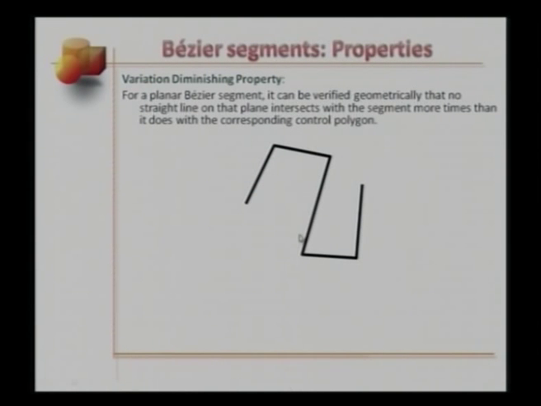Let me start with a generic control polyline again, and let me draw the corresponding Bezier segment. This is a two-dimensional example. An extension of this example in 3D would always also work. Now, let me first draw a line segment that intersects with the control polyline and the Bezier segment. In other words, this line segment is going to be cutting both the control polyline and the Bezier segment. Let us first plot the intersection points between this line and the control polyline.